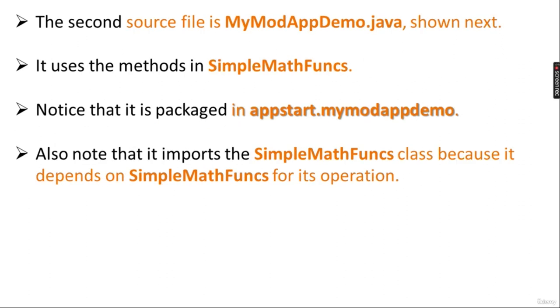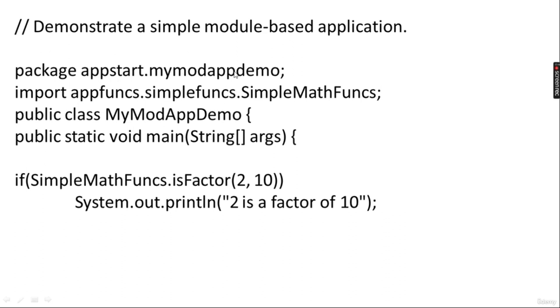The second source file is my mod app demo.java. It uses the methods in simple math functions.java. It is packaged in appstart.mymodappdemo. So, it imports the simple math functions class because it depends upon the simple math functions for its operation. So, it has to use all the methods provided by simple math functions, so it has to import the simple math functions class: import app functions dot simple functions dot simple mathematical functions. In this, it is having the main method.